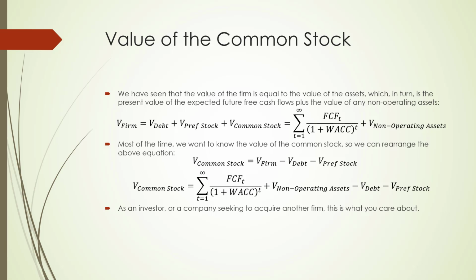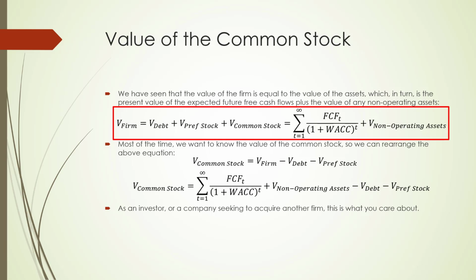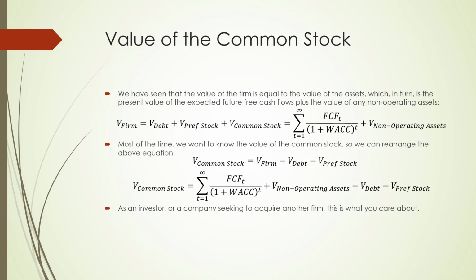From this first equation, you can see that if we know the value of the firm, and we can calculate that, again, that's the present value of the expected future free cash flows plus the value of the non-operating assets, we can solve this equation for the value of the common stock. More specifically, the value of the common stock is the value of the firm as a whole minus the value of the debt minus the value of the preferred stock. This is what we care about as an investor in the company, or if you run a company and you're seeking to acquire another one.